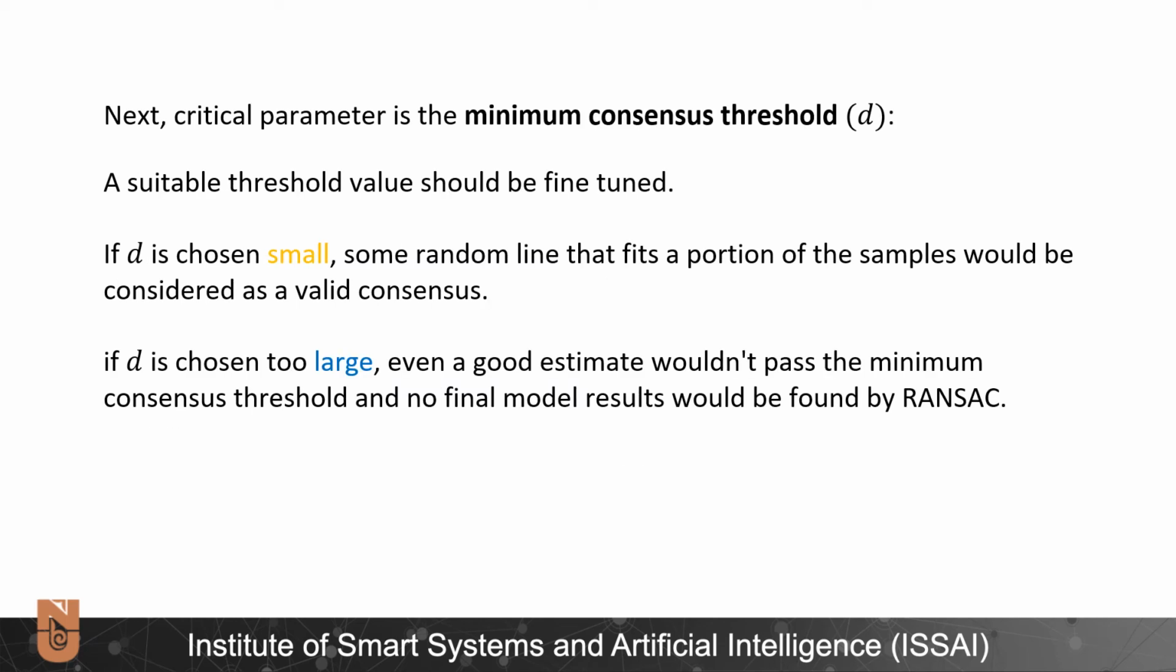Next critical parameter is the minimum consensus threshold d. If d is chosen small, some random line that fits a portion of the samples would be considered as a valid consensus. And on the other hand, if d is chosen too large, even a good example wouldn't pass the minimum consensus threshold, and no final model will be found by RANSAC.